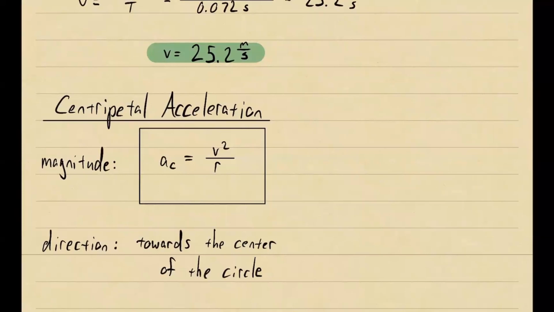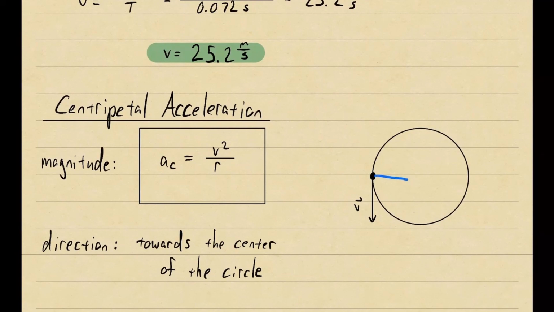Right, so if we've got a circle and an object is traveling in uniform circular motion around the circle, let's say our object is here and it's traveling like this, then its velocity will be tangential to the path. But the centripetal acceleration will be directed from the object directly towards the center. So this is our centripetal acceleration.